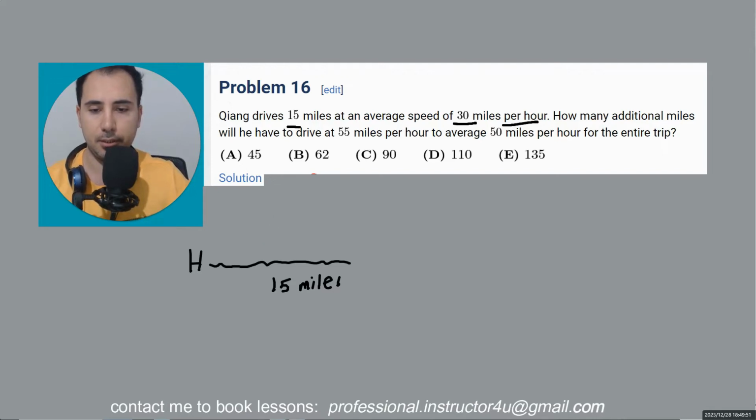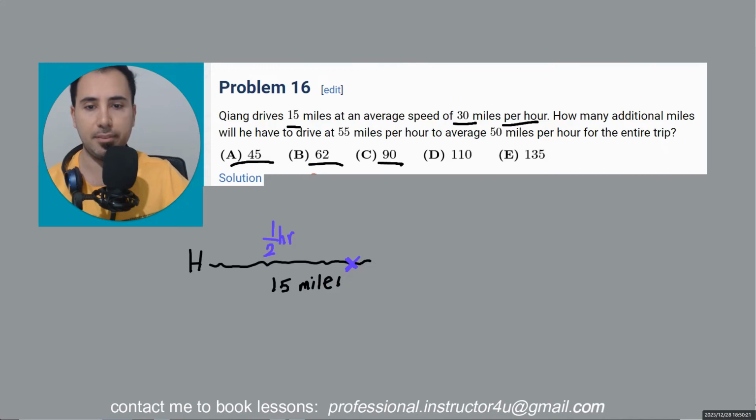Let me change the color. It doesn't look good. So in half an hour, we are at this position. Is that the end? No. We're going to go more. How many additional miles will we have to drive at the speed of 55 per hour? So we're going to continue going like this. And look at the options. They're all more than 15, right? This is short. So I'm going to go more distance, a long, long way.